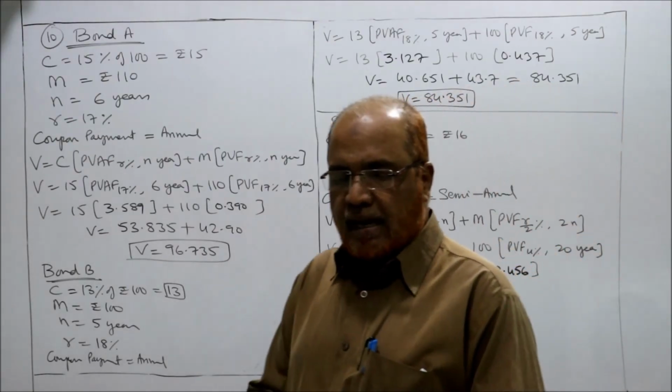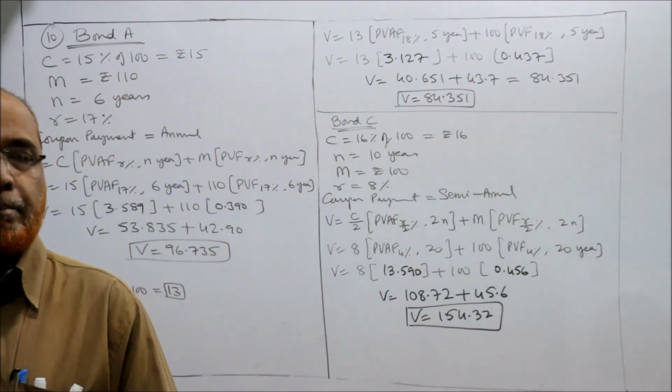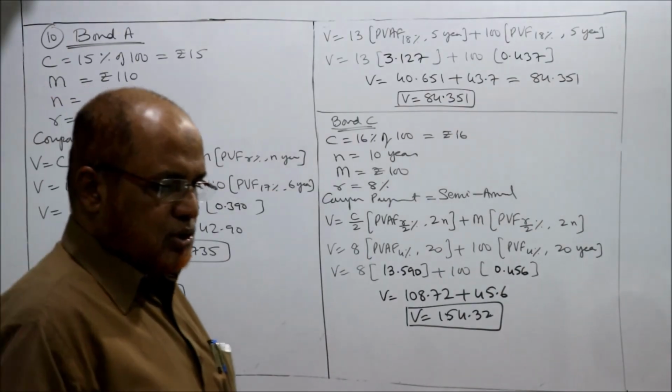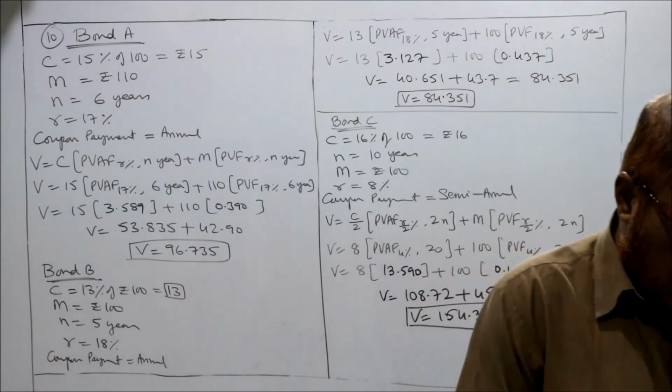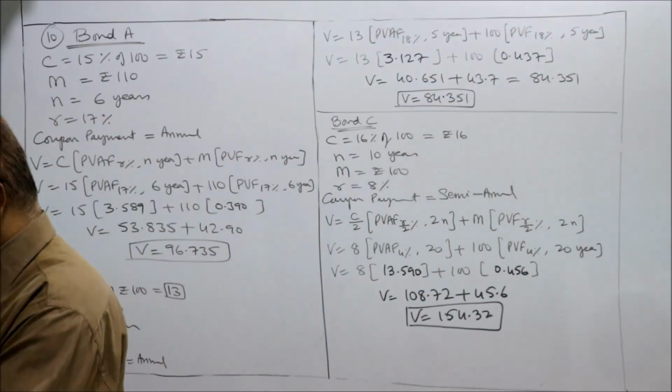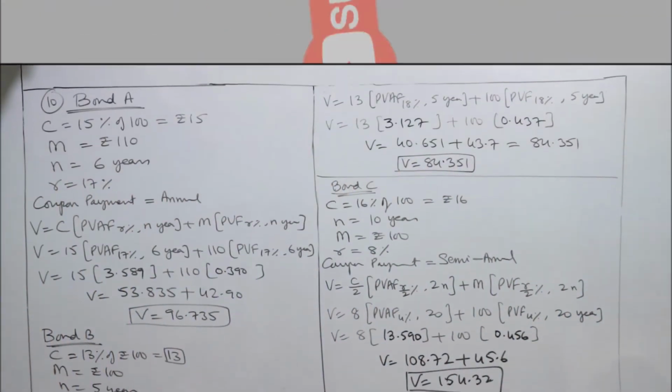That's all. These are the calculations for bond A, B, C. So first A and B bond coupon payment annual. For C bond coupon payment is semi-annual. So by doing these 10-12 problems, you are perfect on how to calculate the value of the bond if the interest is annual and if the interest is semi-annual.